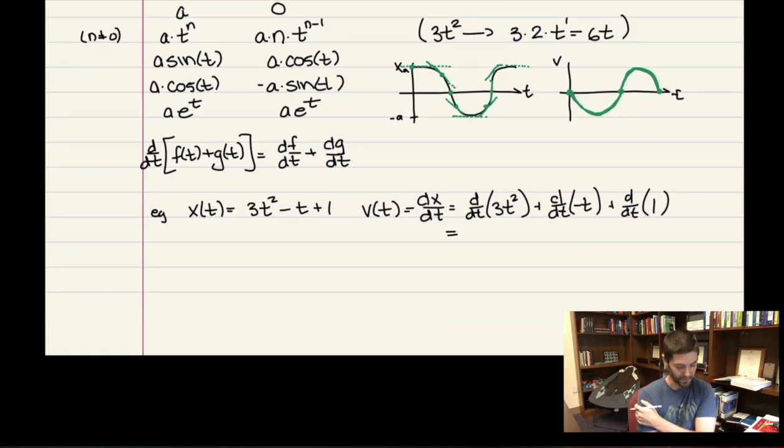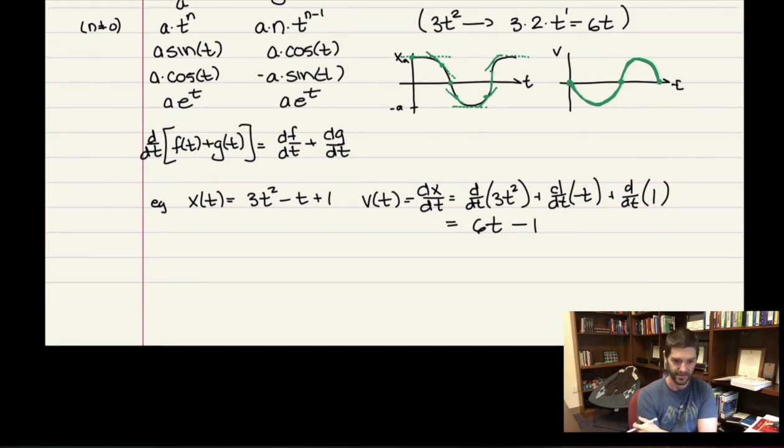Each of these individually are polynomials, so we can use the polynomial rule. 3t squared, we saw the 2 drops down, so this becomes 6, and then the power reduces by 1. For negative t, it's still a polynomial. It's t to the first power, so the 1 drops down, that does nothing, and then it becomes t to the 0, so that goes away, so it just becomes minus 1. And then the derivative of 1, that's just a constant. The derivative of a constant we said is 0. So then 6t minus 1 is our answer.